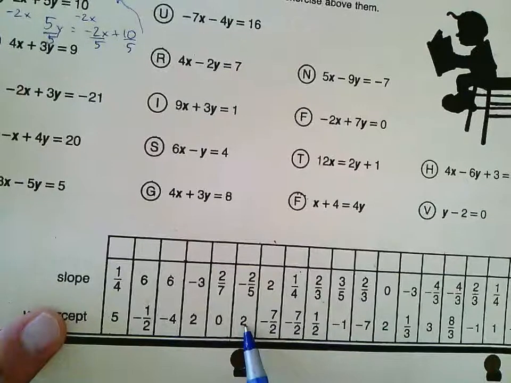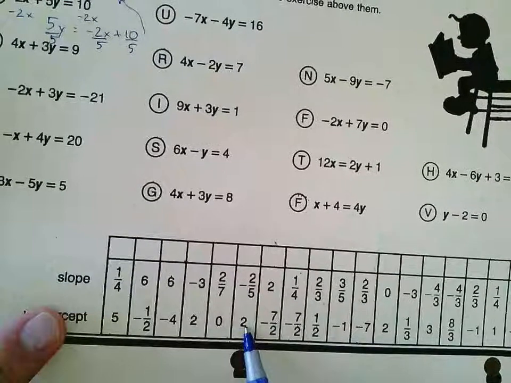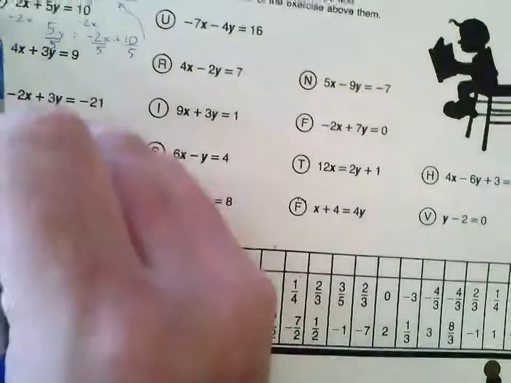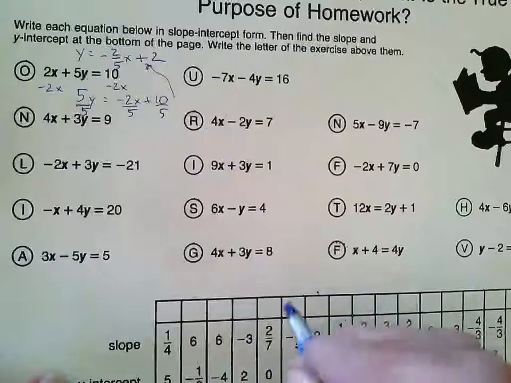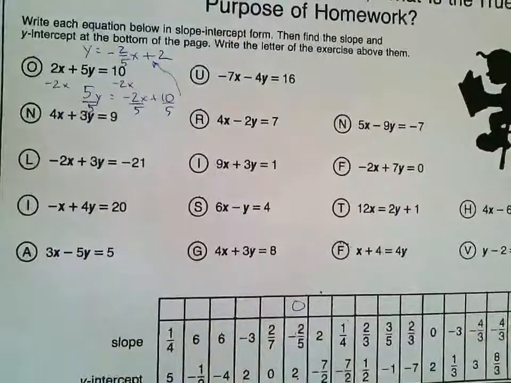Find the slope and the y-intercept at the bottom. Write the letter in the exercise above them. So negative 2/5 and 2, my letter is O. Boom. Should be able to do that, no problem.